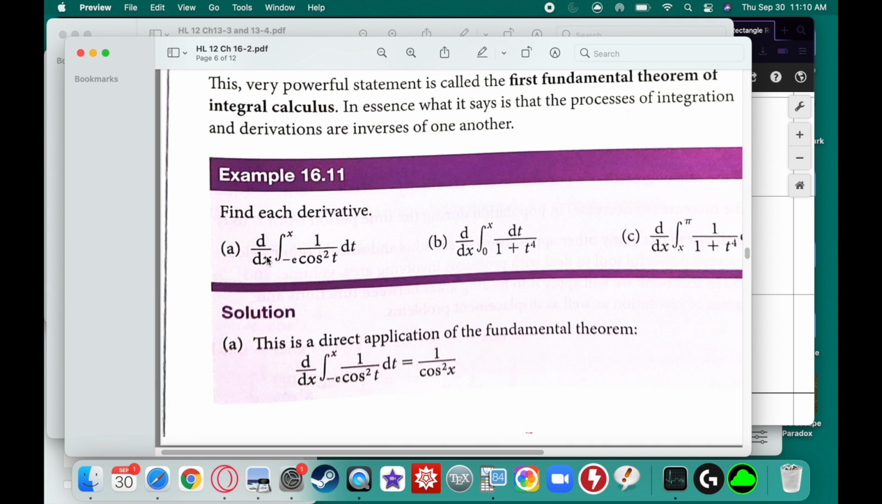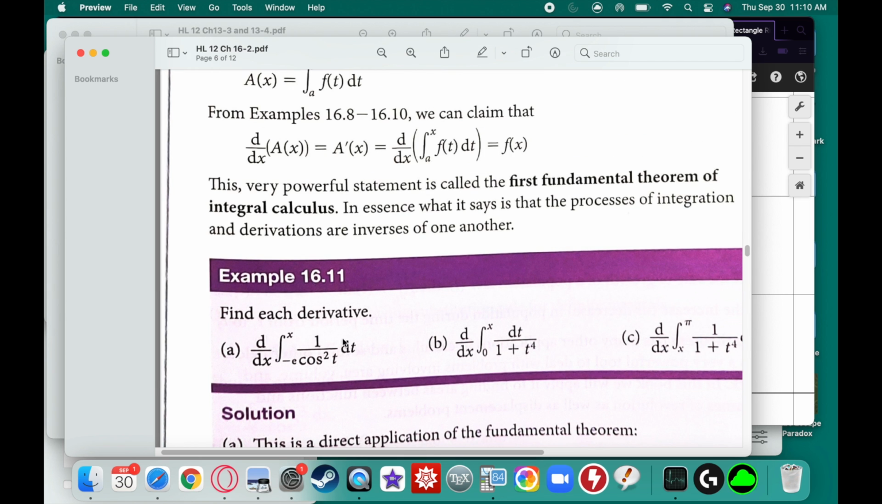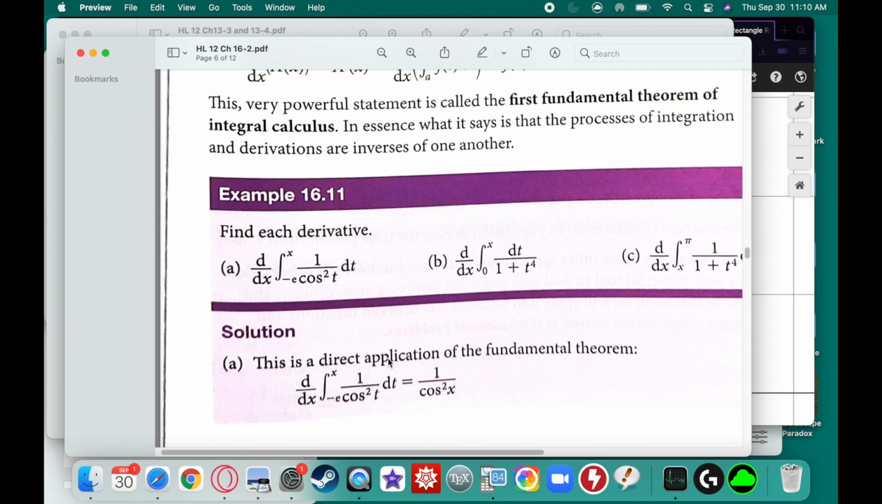So what's the derivative of this beast? Well, because I'm taking the derivative with respect to x, and x is actually the upper value, the answer is just going to be 1 over cosine squared of x. Pretty easy.